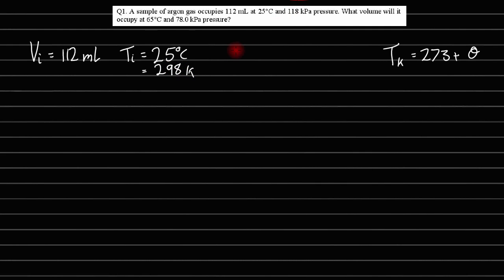We're also told that we have a pressure initial, little p sub I, equal to 118 kilopascals. We're given a final temperature, T sub F, equaling 65 degrees Celsius. In Kelvin then we'd have 273 plus 65, or quite simply 338 Kelvin. And we're also told a final pressure equaling 78 kilopascals.